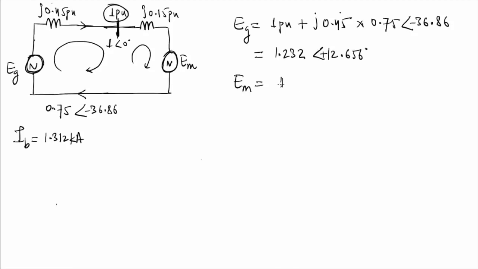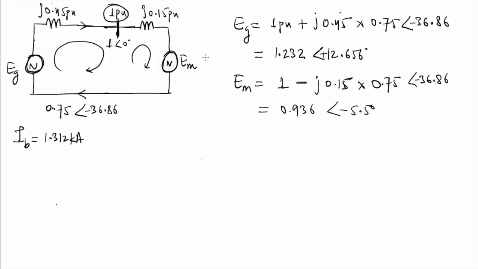This is my 1 per unit and the current direction is from left to right, so it will be 1 minus j0.15, that is the reactance of the motor, multiplied by the current flowing in this, that is 0.75 at an angle of minus 36.86. So finally the EMF of the motor will be 0.936 at an angle of minus 5.5.